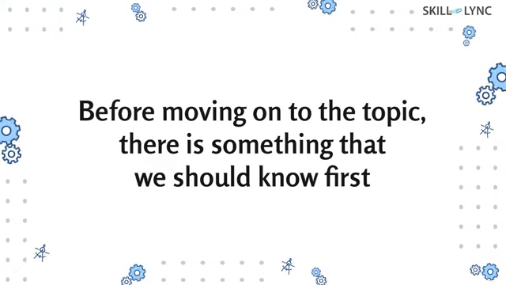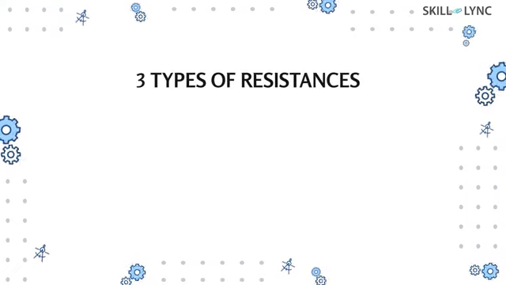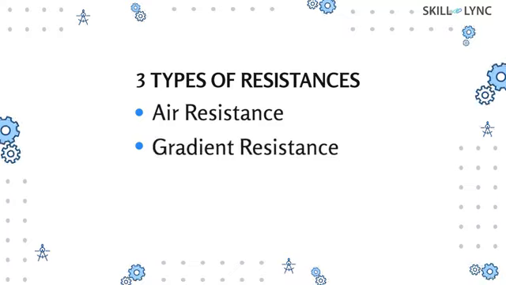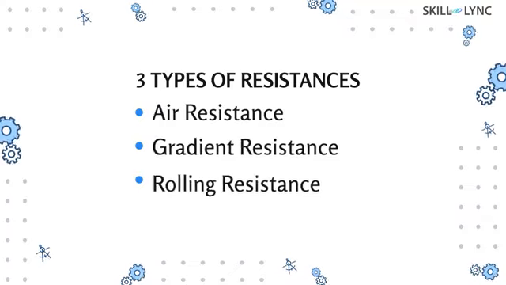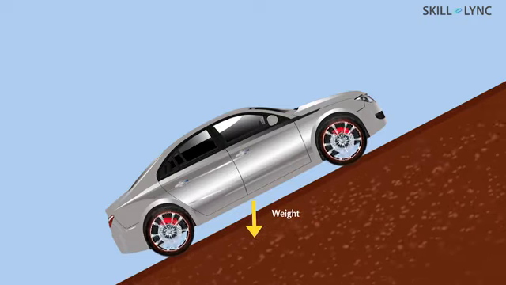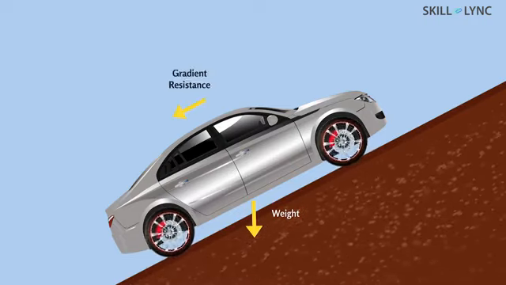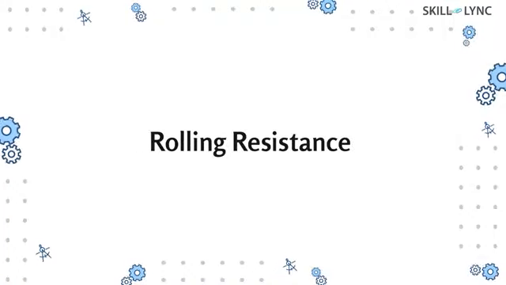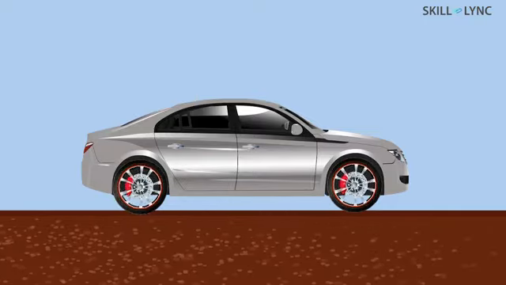Before moving on to the topic, there is something that we should know first. A moving vehicle should overcome three major types of resistances. The resistances to the motion of the vehicle are air resistance, gradient resistance, and the rolling resistance. Gradient resistance occurs due to the weight of the vehicle. It acts parallel to the surface of the road in which the vehicle travels, and it is constant for all the speeds.